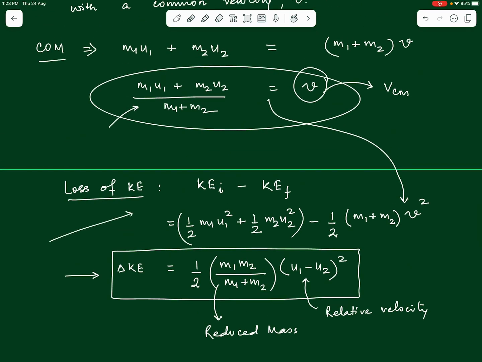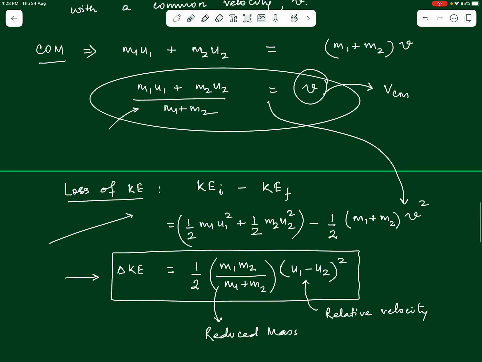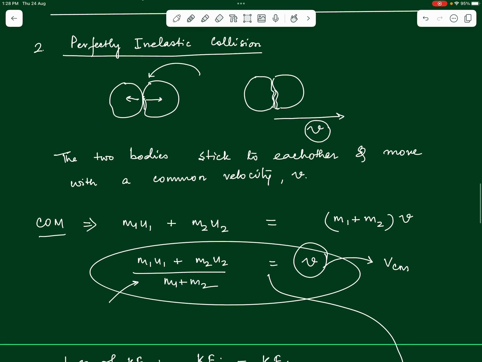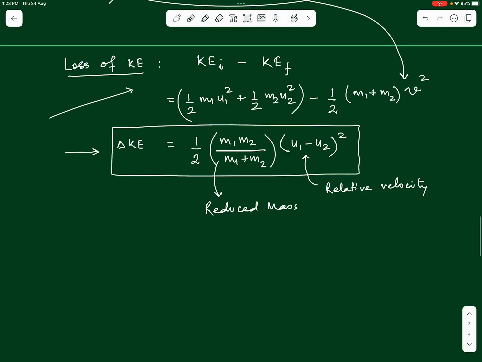Otherwise, you have the basic expression always with you, the basic definition of loss of kinetic energy. You can always use it to solve questions. Okay. So this is about a perfectly inelastic collision. Just to revise, in a perfectly inelastic collision, because there is no elasticity in the system, there is no tendency to reform the system once deformation has taken place. So no separation between the bodies after collision. The two bodies stick to each other and move together with their common velocity of center of mass.